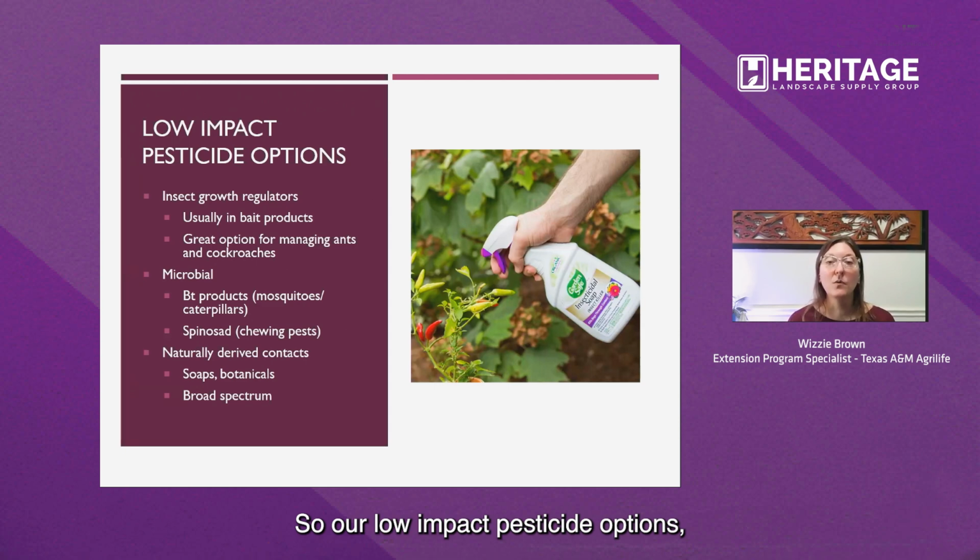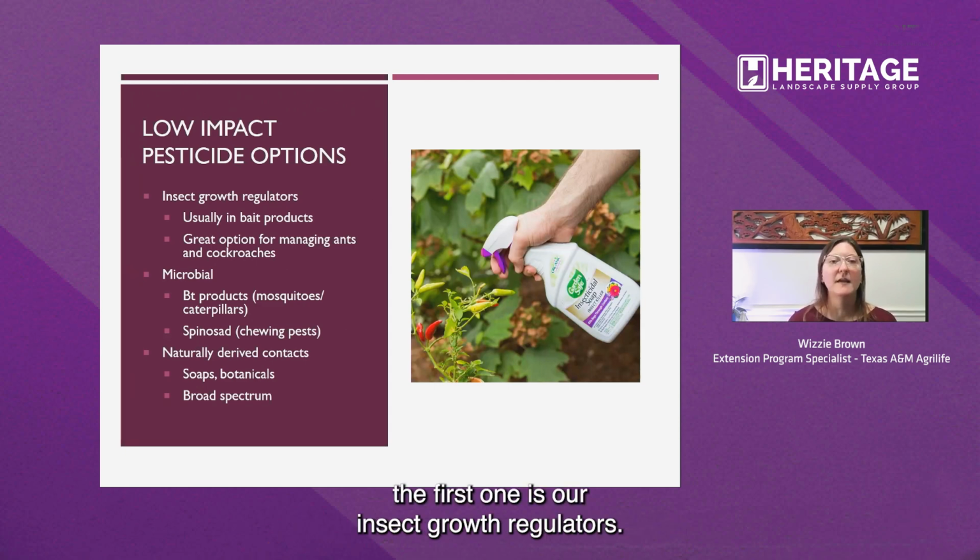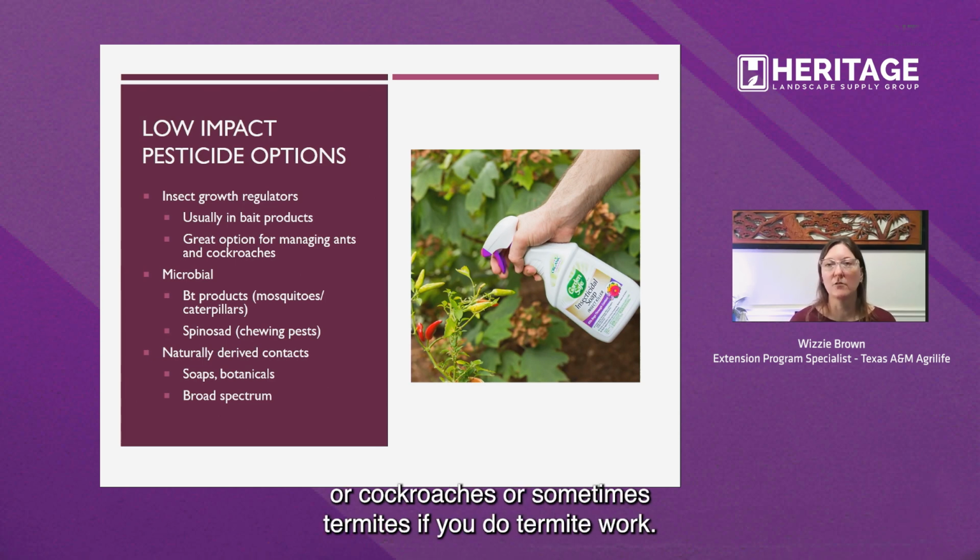So our low impact pesticide options, the first one is our insect growth regulators. These are products that are going to mimic hormones that only arthropods have. So these are a lot of things that are in bait products, and they're going to be out there for managing ants or cockroaches or sometimes termites if you do termite work.